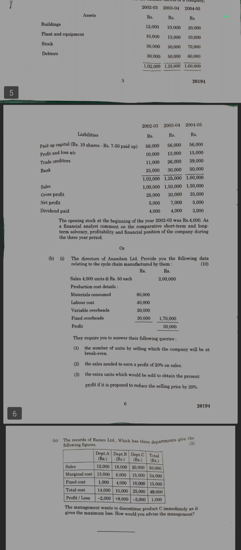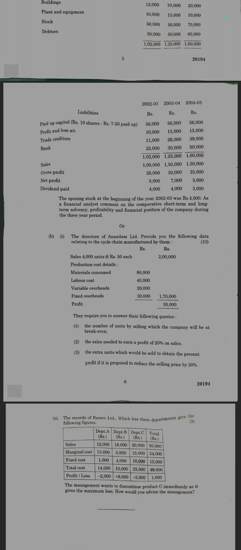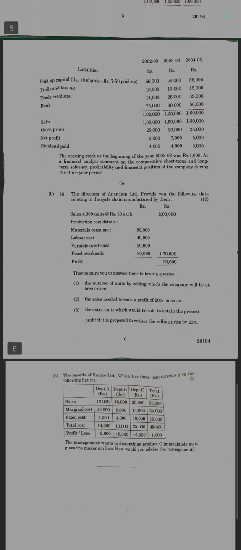16th B: the directors of Anandam Limited provide the following data related to the cycle chain manufactured by them. We have to answer the queries. How to find the break-even? These are break-even questions: the sales needed to earn a profit of 20% on sales, and the extra units which would need to be sold to obtain the same percent profit if it is proposed to reduce the selling price by 20%.